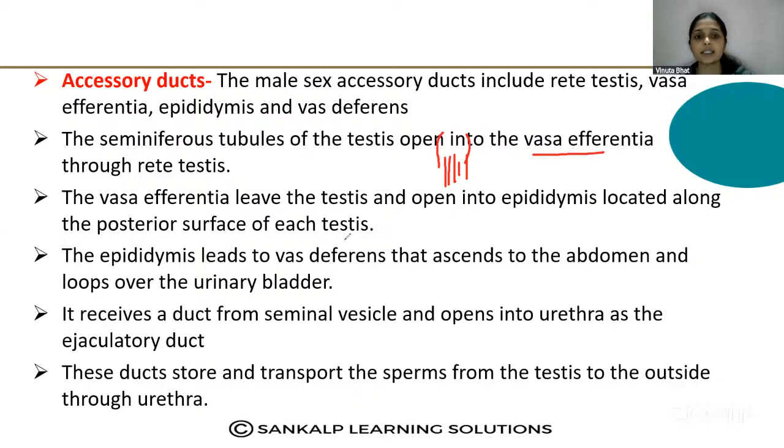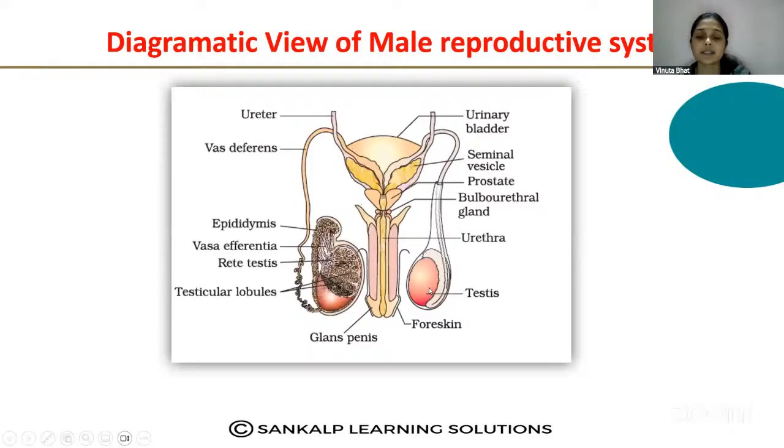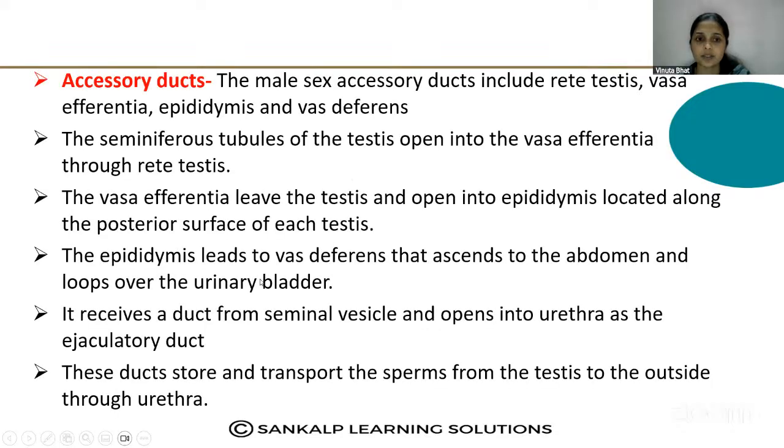Then vasa differentia leave the testis and open into the epididymis located on the posterior surface of each testis. So here are all the accessory ducts which carry the sperms. Inside the seminiferous tubules, sperms are produced. Then it opens into the vasa differentia through the rete testis, and the rete testis opens into the structure that is the epididymis. Vasa differentia opens into the structure called the epididymis.